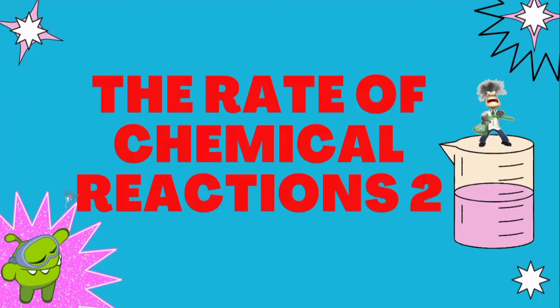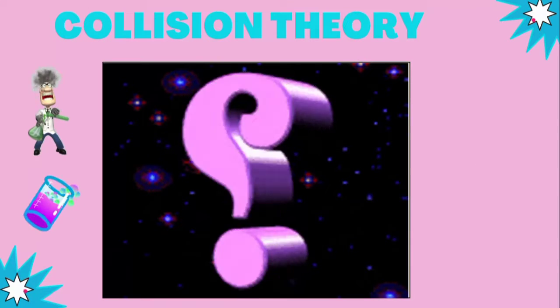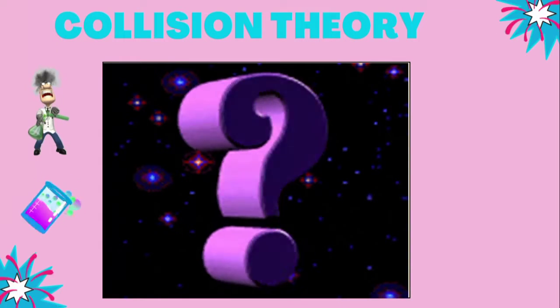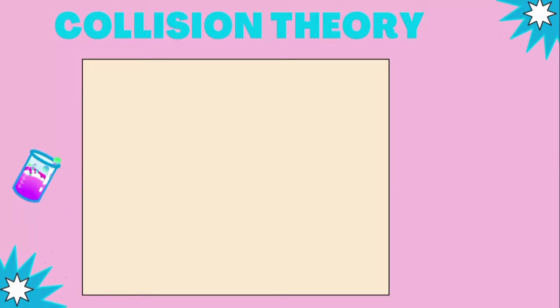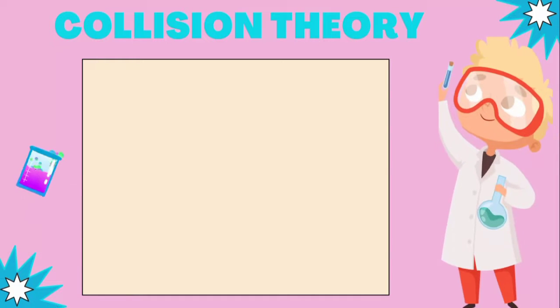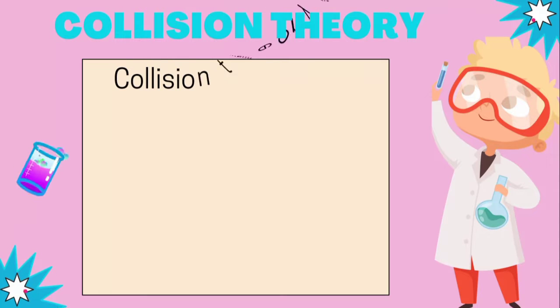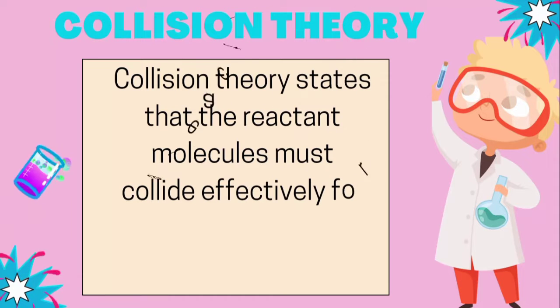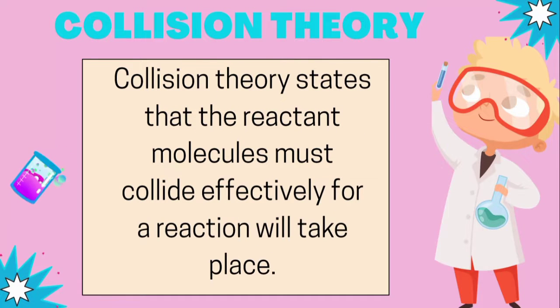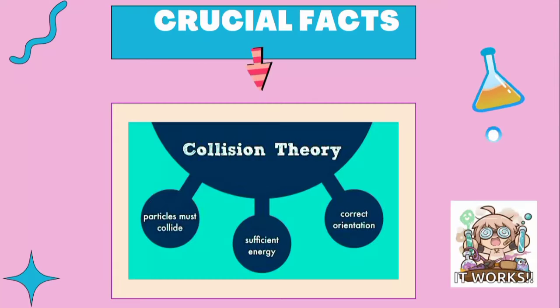I'm rounding off the rate of chemical reaction with the collision theory. So the question now is, what does the collision theory state? It states that the reactant molecules must collide effectively for a reaction to take place. For a reaction to take place, there must be an effective collision between the reactant molecules. But what does it take for this effective collision to take place?